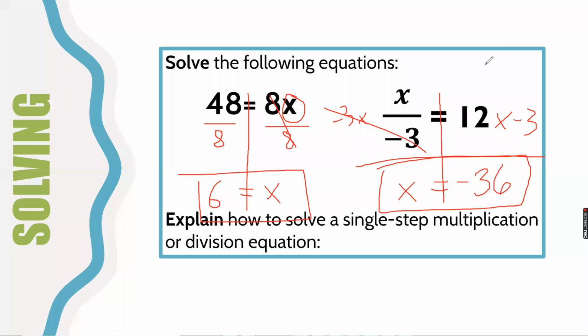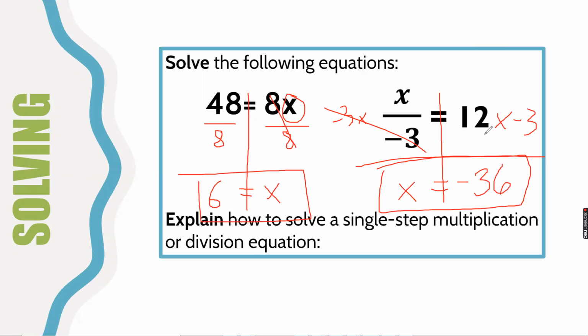And there's your answer for the second one. So we saw that it was division, so we know that we have to do multiplication. That's why I have my multiplication symbols out right there. And then I have to get rid of that -3, so I multiplied by -3, which makes that go away. On that right side, we're taking 12 times -3, which is going to be -36.